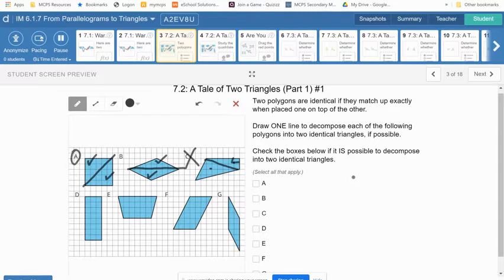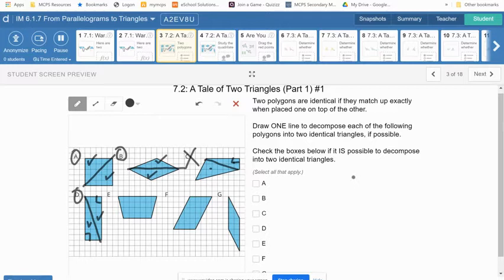Let me circle A, circle B. We look at D, I'm going to cut from corner to corner, opposite corner to opposite corner, 90-degree angle, 90-degree angle. These are a match. So that will create 2 identical triangles if I decompose that rectangle.